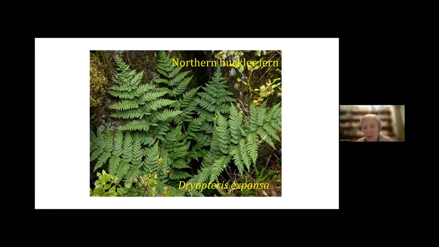This is just a beautiful thing. It's quite hard always to tell it from the broad buckler fern. It tends to be more divided and more lacy. Its spores are paler, and it has a very long first pinnule, lowest pinnule on the lowest pinna. But another of my favourites.